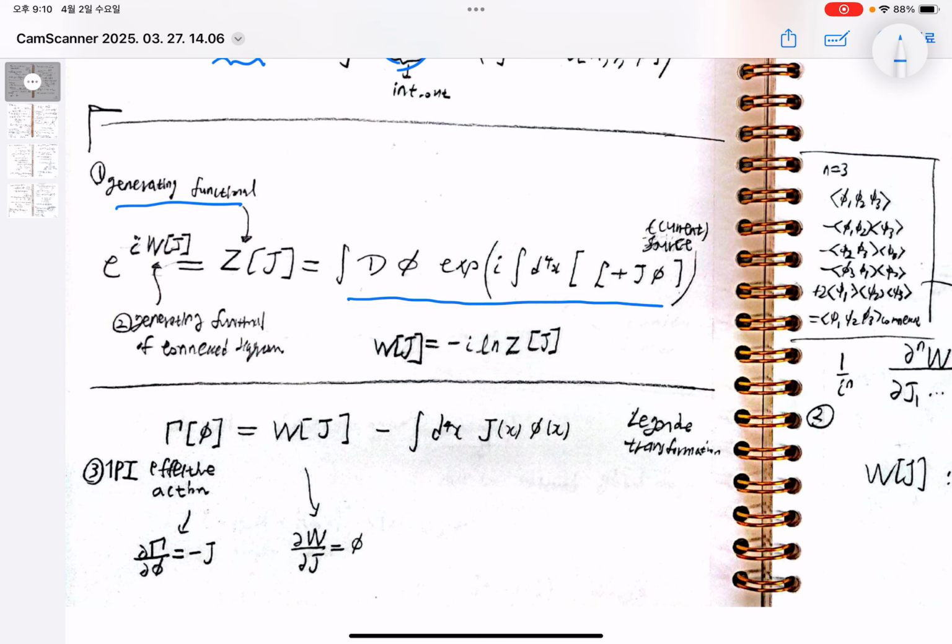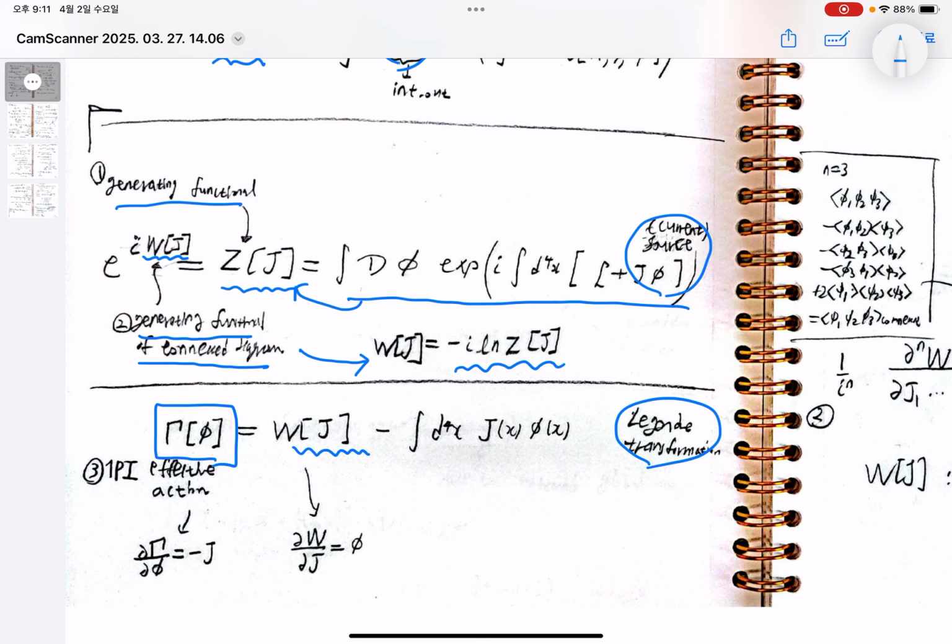This is a path integral formalism with the current source term, and we can obtain the generating functional Z. There is an additional quantity W, which is called the generating functional of the connected diagrams, defined by the exponential of iW. W can be obtained by taking the log of the generating functional. And by the Legendre transformation, we can obtain the third quantity, the 1PI effective action.